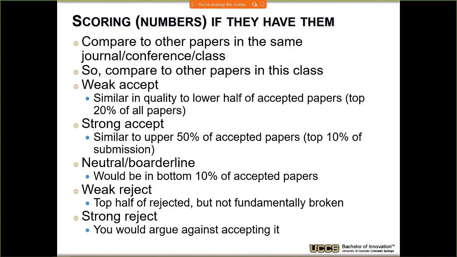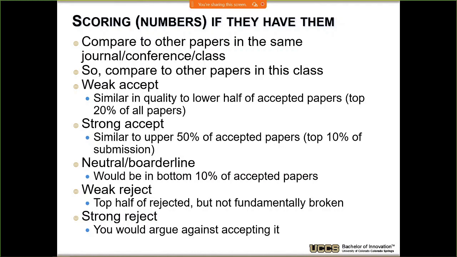Scoring systems, if they have them, are there to compare papers in the same journal or conference class. They might have common categories like strong accept, weak accept, neutral, weak reject, strong reject. Other journals or conferences will have 10 categories. They will generally give you a score similar in quality to the lower half of accepted papers, which is the top 20% of all papers. So they'll have some descriptions.